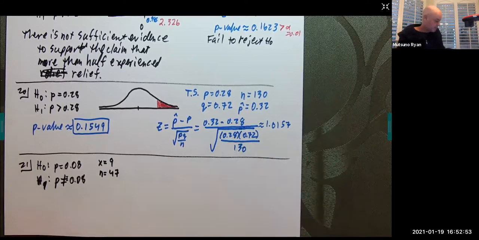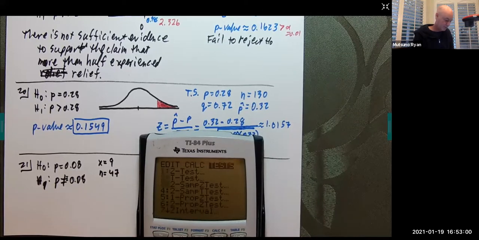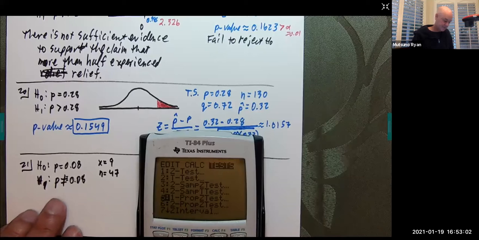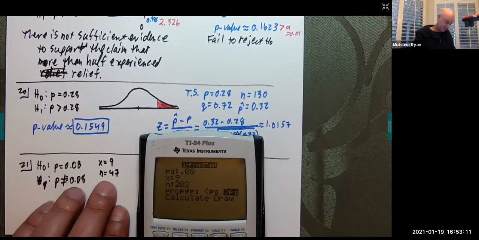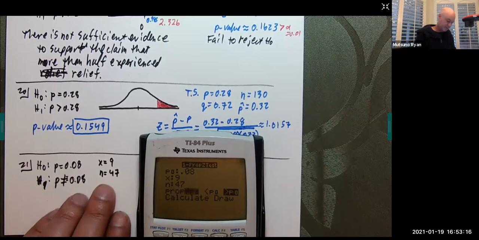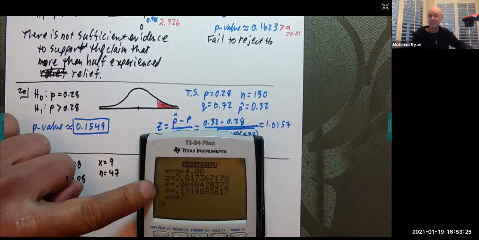So let's go back to here. And we're going to go to stat and tests. Again, this is a 1 proportion z-test. And p is 0.08. X is 9. N is 47. And this is a not equal to situation. Now, if we had to do this by hand and we got our p-value, we'd have to double that because it'd be 2-tail. But because we're running the program here, that is the actual p-value.